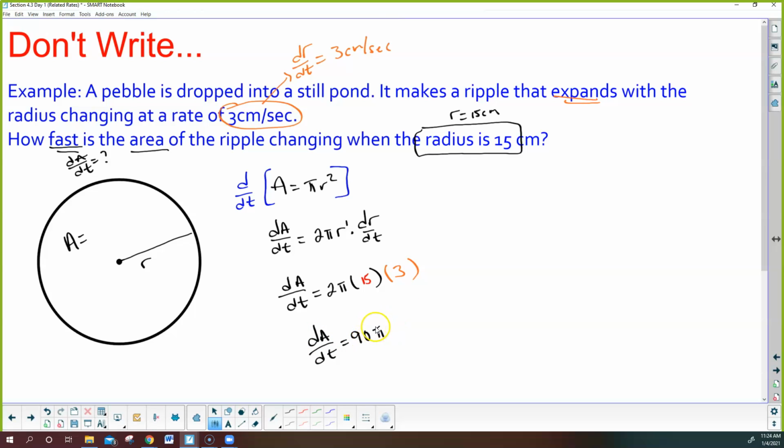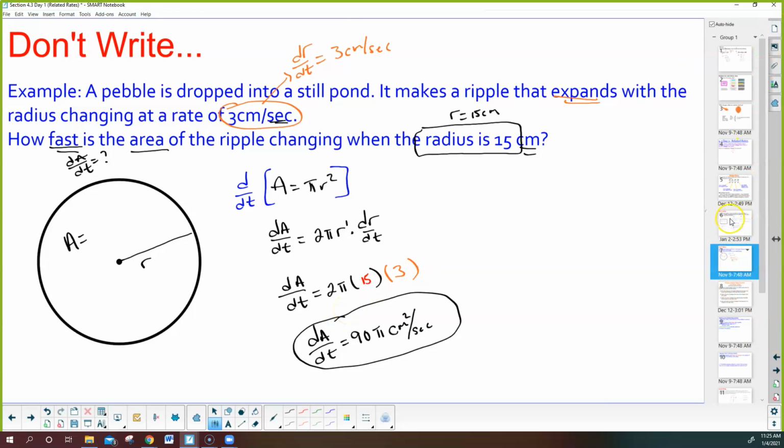But then I have to think of my units. Change in the area. Well, the radius was 15 centimeters. So area is squared with respect to time. And I just want to double check. Notice it's in seconds. So it's centimeters squared per second. Centimeters squared represents the area. The seconds represents the time. Okay.